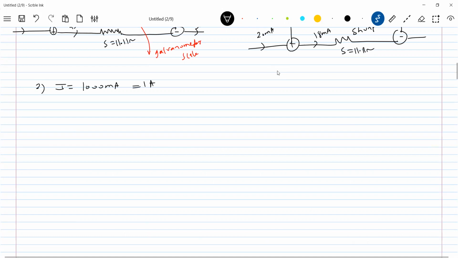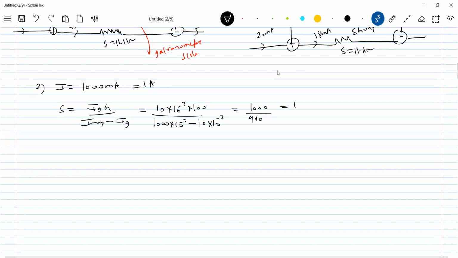1000 milliampere will become 1 ampere. Then what is the formula? Shunt is equal to Ig into G by Imax minus Ig. So what is the Ig value? 10 into 10 to the power of minus 3, into 100, by 1000 into 10 to the power of minus 3 minus 10 into 10 to the power of minus 3. That is 1000 by 990, which is 100 by 99. This will be 1.01 ohm.